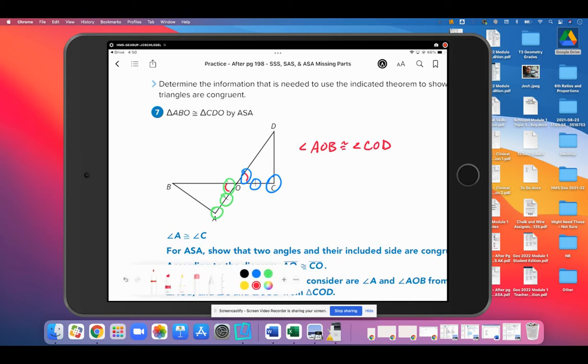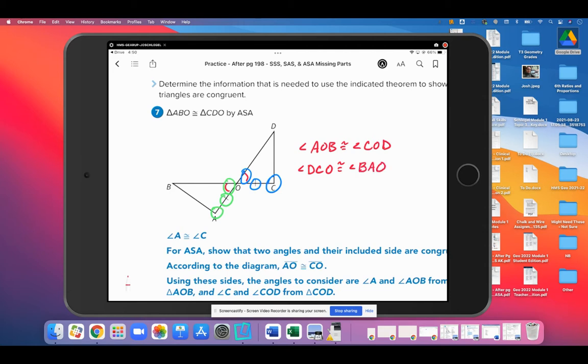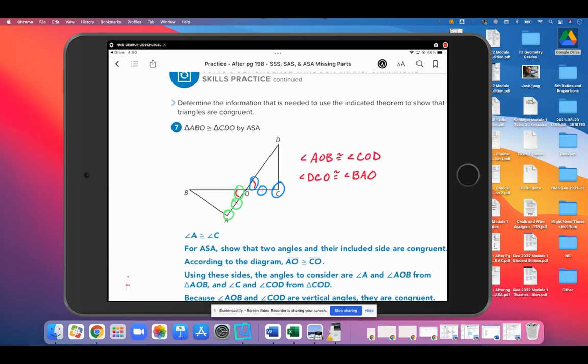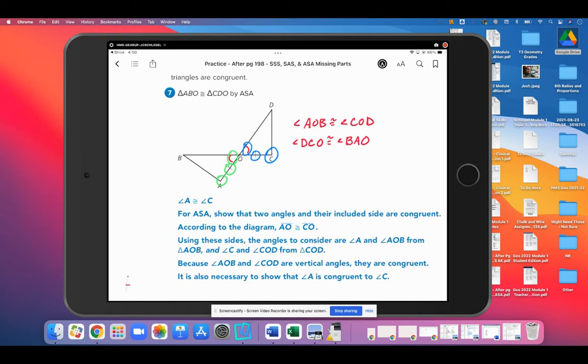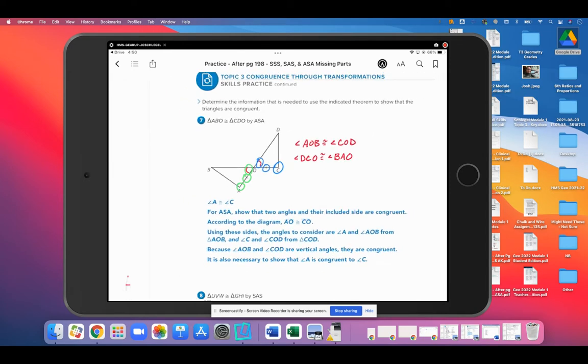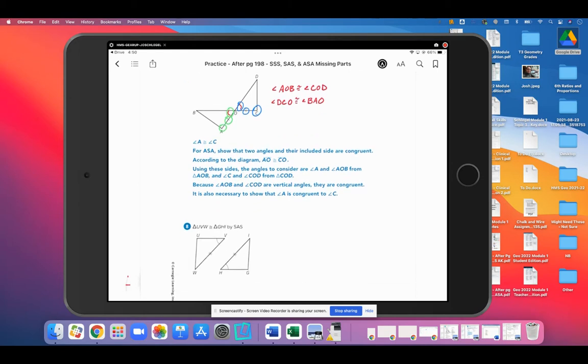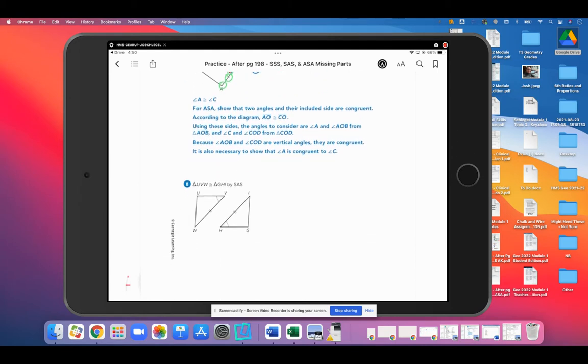So the piece that I would need to know is that angle DCO is congruent to angle BAO. And so if we had that, we would be able to prove that those two triangles are congruent by angle, side, angle. And as with other homework problems, that one was already done for you, but I still went through and explained it anyway. How about that?